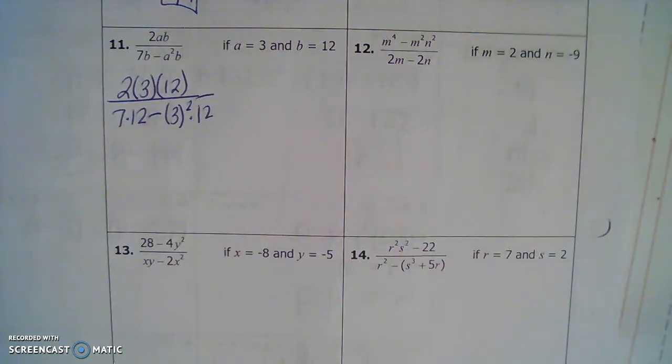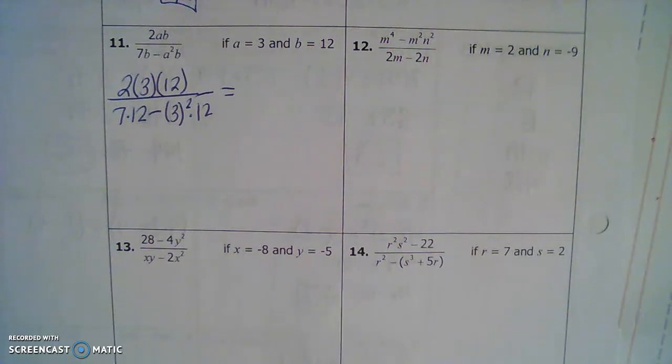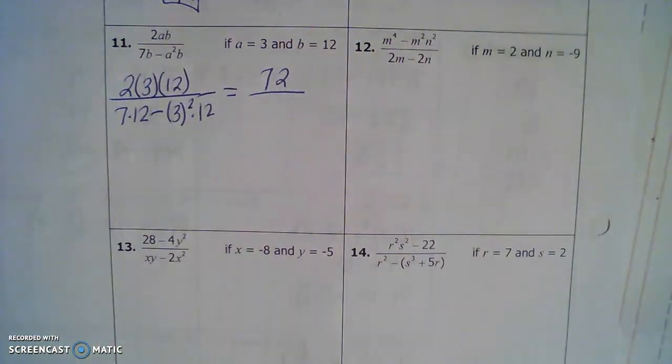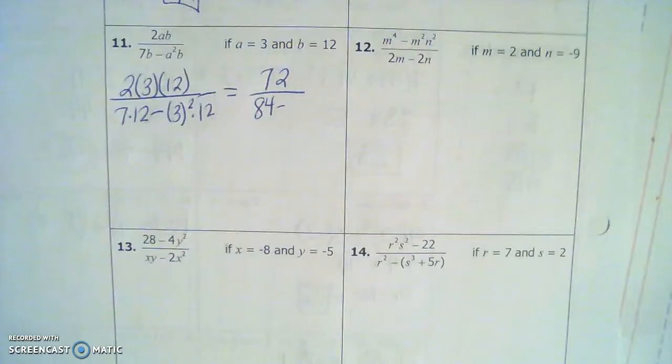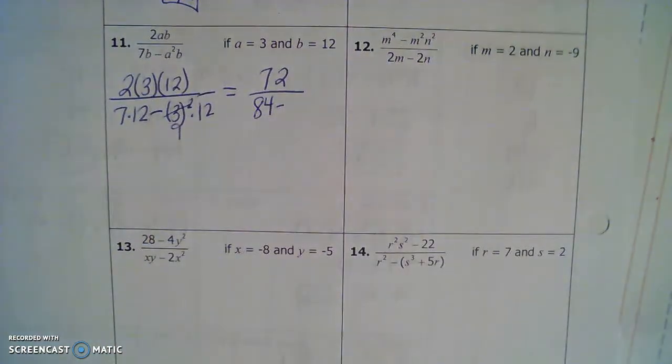So remember, when you have a big fraction, you need to get the whole top down to one number and the whole bottom to one number before you divide. So across the top, we have 2 times 3 times 12, all multiplication, and we end up with 72. On the bottom, we start with 7 times 12, which is 84, minus 3 squared is 9. 9 times 12 gives us 108.